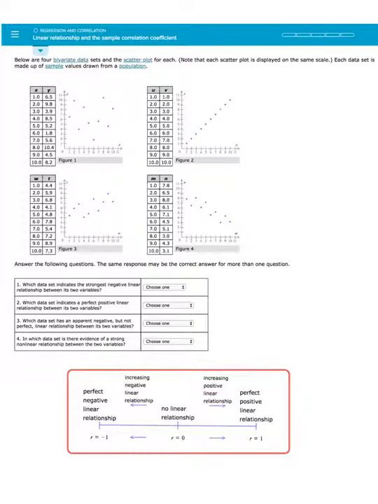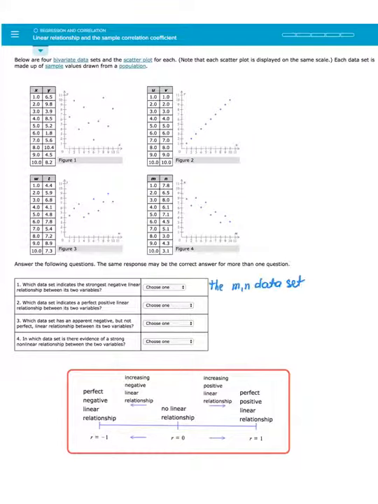Figure 3 shows me somewhat linear relationship, but it again is increasing, so it has a positive slope and therefore positive R value. The only option we have here that has negative correlation coefficient is the last figure, figure 4. So for this first answer, we're going to say that the data set MN is indicating the strongest negative linear relationship between its two variables if I need to choose between these 4 scatter plots.